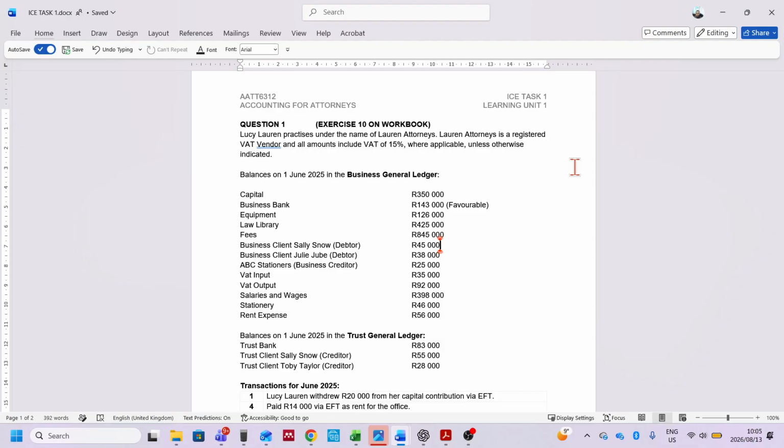Question number one says Lucy Lauren practices under the name of Lauren Atonis. Lauren Atonis is a registered VAT vendor and all amounts include VAT of 15% where applicable unless otherwise indicated. Meaning that each and every amount that we're going to look at in terms of all the transactions is going to be including what? VAT. Only where VAT is applicable.